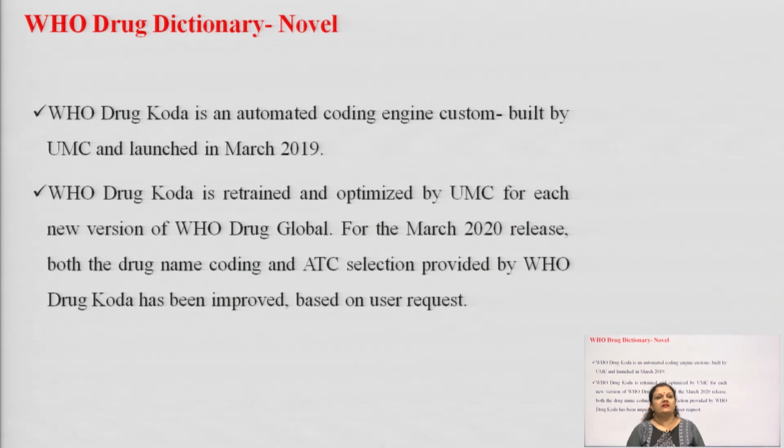The novelty in the drug dictionary is the involvement of WHO drug CODA, which is the automated coding engine system, launched in March 2019. Its latest version is there in March 2020. And again, if you need more latest information, you have to send your request for their further updated version. So, students, this is all about WHO drug dictionary system.